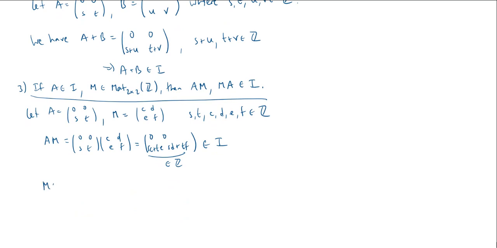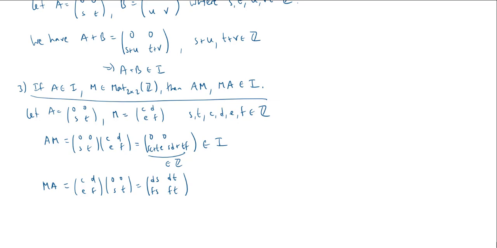Let's try the other direction. If I have C, D, E, F times 0, 0, S, T, I get C times 0 plus D times S, C times 0 plus D times T, E times 0 plus F times S, E times 0 plus F times T. Oh, and this looks like a problem. The top of this matrix doesn't obviously look like zeros. And that would be a problem, because if it's not zeros, then it's not in I.